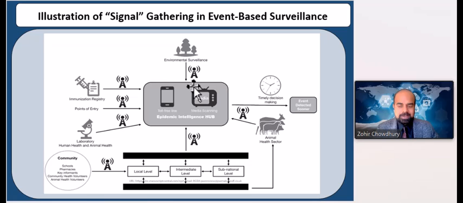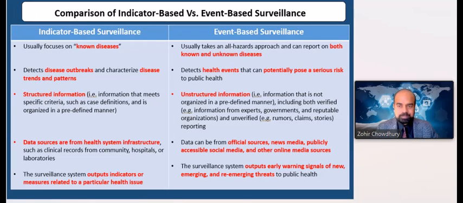And once the signal comes in, it will be triaged for verification. And once the event is verified as a suspected cluster of severe respiratory illness, a response mechanism will swing into place with coordination across sectors and quick intervention to save lives. And this is how an EBS system would work.